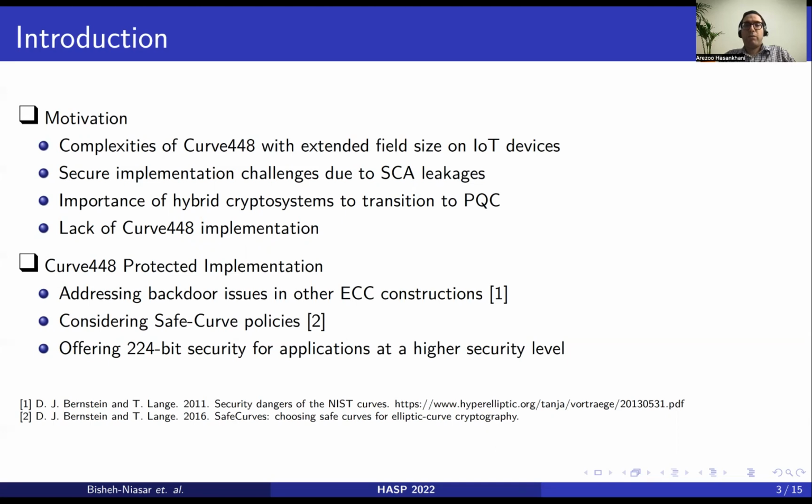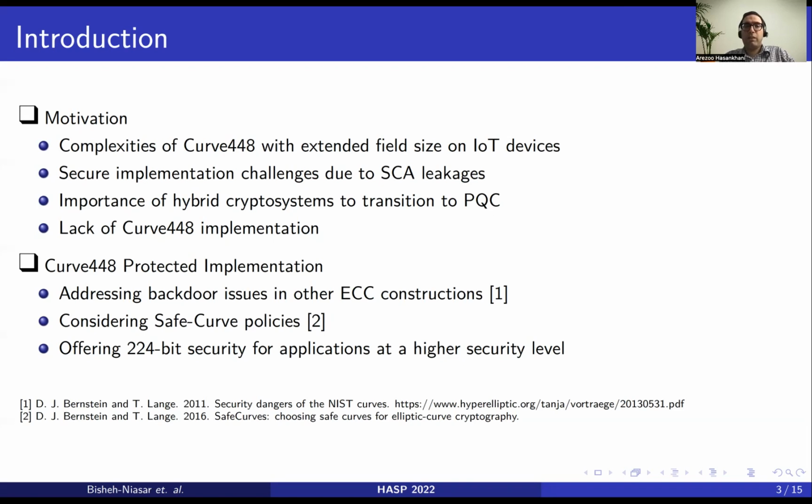Although we are migrating to the post-quantum cryptography, this transition takes time. Therefore, we have to provide a hybrid crypto system to support both classical ECC crypto system and PQC. Therefore, we have to implement and improve the recently standardized ECC crypto system, while the Curve448 implementation has not been truly studied in the literature.